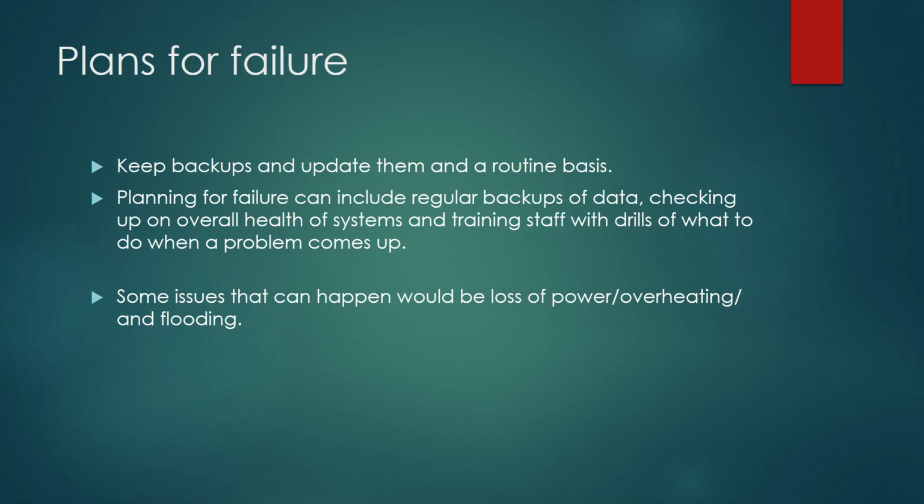Plans for failure. Keep backups and update them on a routine basis. Planning for failure can include regular backups of data, checking up on the overall health of the systems, and training new staff with drills of what to do when a problem comes up. Some issues that would happen would be loss of power, overheating, and flooding, stuff like that.